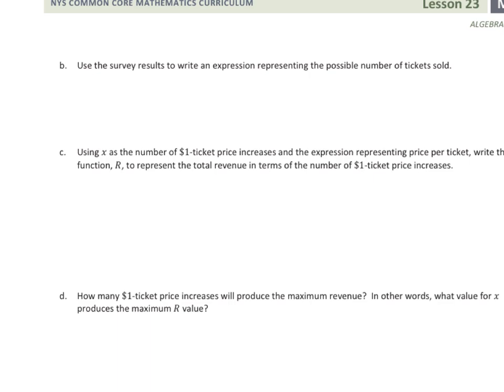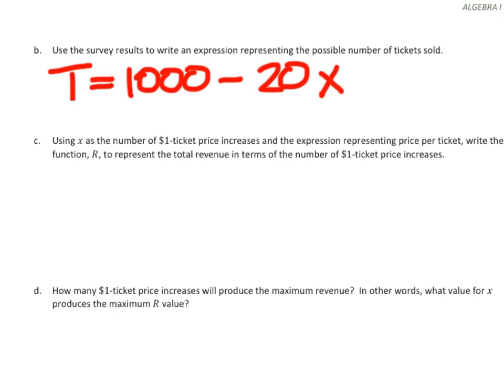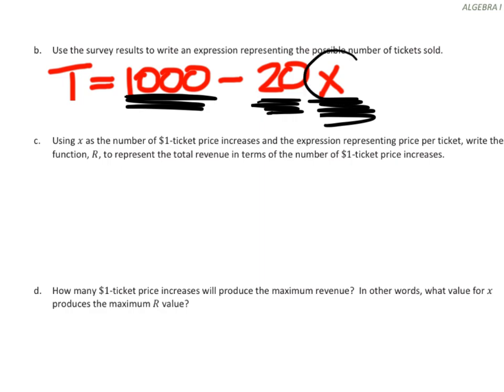So we have to write an expression representing the possible number of tickets sold. So tickets would be 1,000 minus 20 fewer each time we raise the price of a ticket by $1. We start with 1,000 seats, but we're going to lose 20 every time we raise the price of a ticket by $1. So that's why the X is in there. 1,000 minus 20 times the number of times the price is raised by $1.